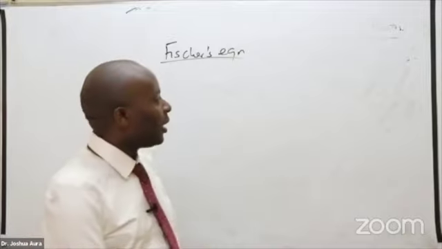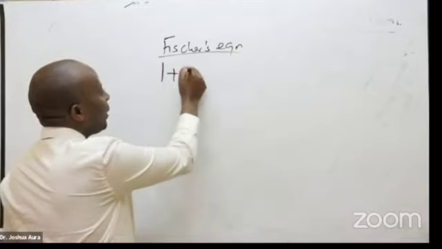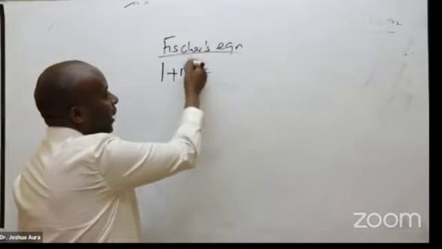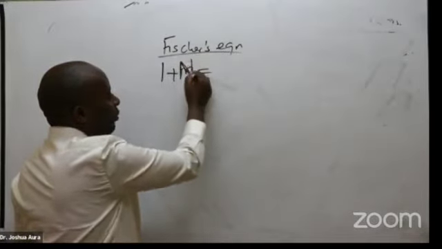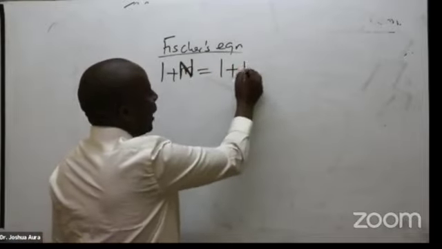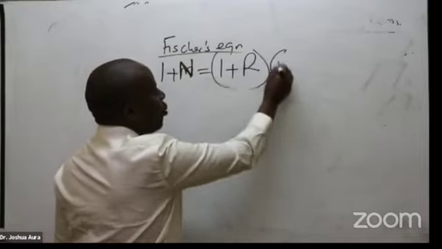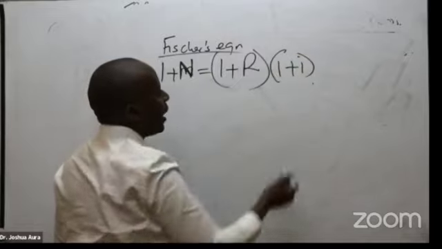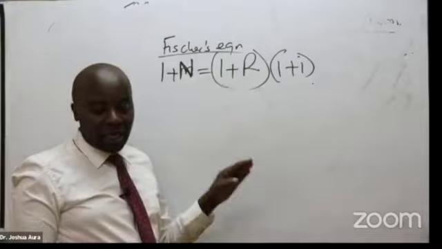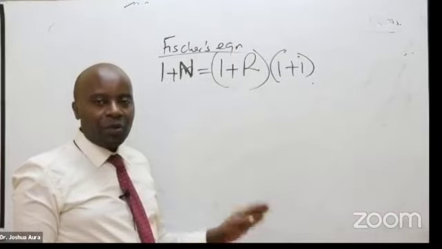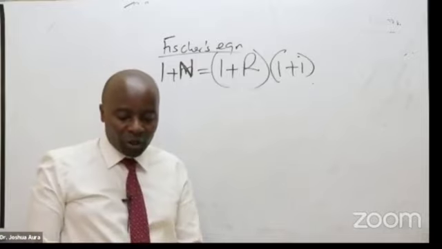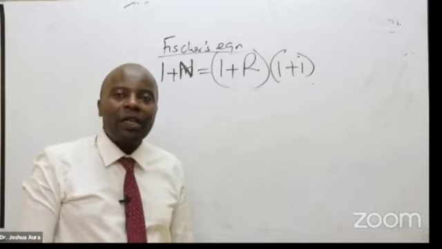The formula that 1 plus n, most of you are used to this, n being the nominal rate, will be equal to 1 plus the real rate into 1 plus the rate of what here? Inflation. 1 plus the rate of inflation. This is quite an important formula. Very, very important formula.